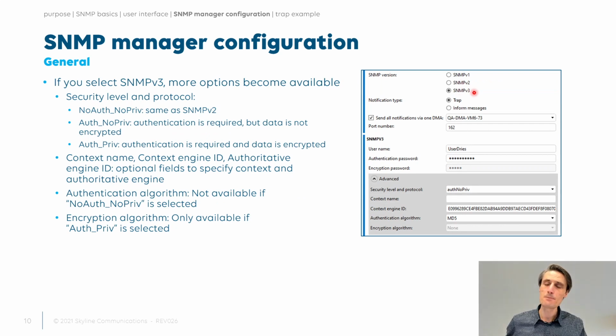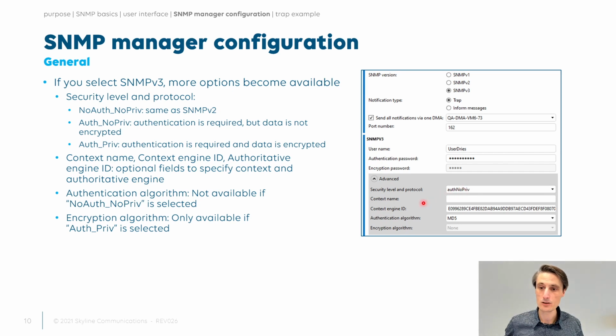Now, if you choose SNMP v3, there will be some additional SNMP v3 fields popping up below, and that's more the security that has been added. The big difference between SNMP v2 and v3 is that v3 has more advanced possibilities for authentication and encryption. So you have some additional fields related to that, without going into too much detail: username, authentication password, encryption password. And in the advanced section, you can choose the security level and protocol.